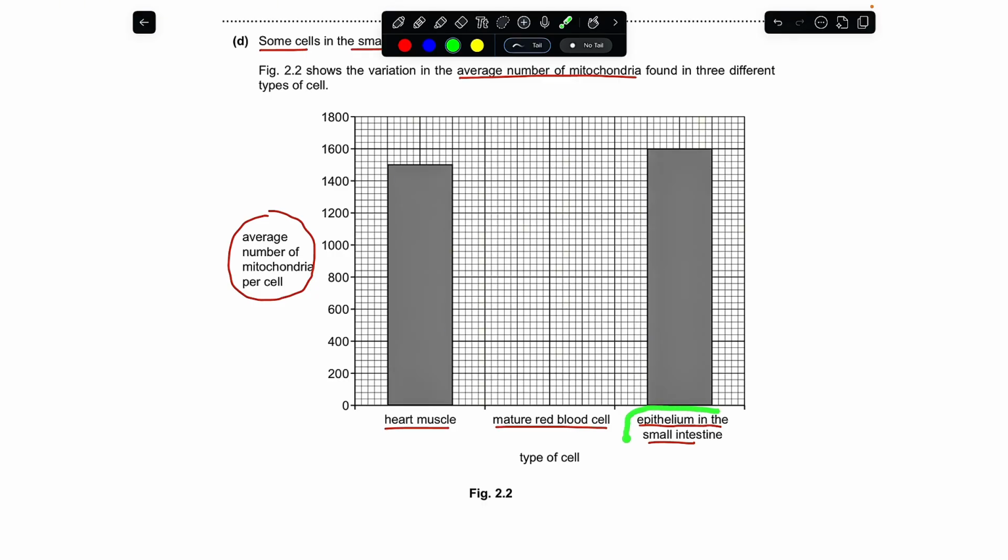If I was to talk in context of the epithelium that we have in the small intestine, again in them the number of mitochondria, as we see from the graph, is the highest. The reason is that these epithelium in the villus of the small intestine absorb the digested food materials with the help of active transport. And without active transport, the digested food materials cannot be absorbed. So that is why these epithelium need to have a higher number of mitochondria in them.